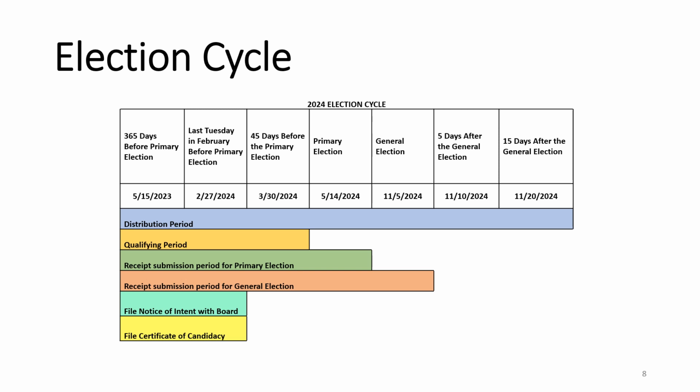Candidate filing notice of intent. This is important. Candidates must file a notice of intent with the Board of Elections not later than 9 p.m. on the last Tuesday in February in the year in which the primary election will be held.